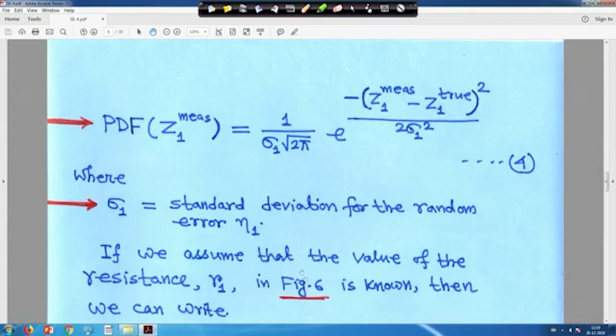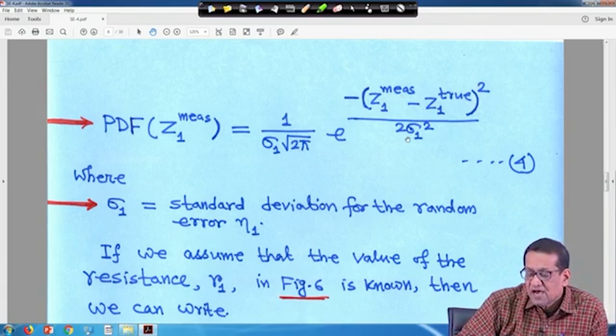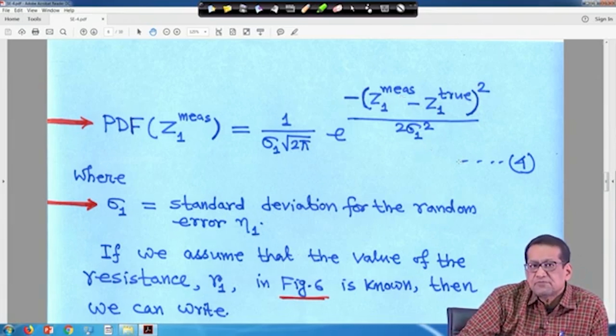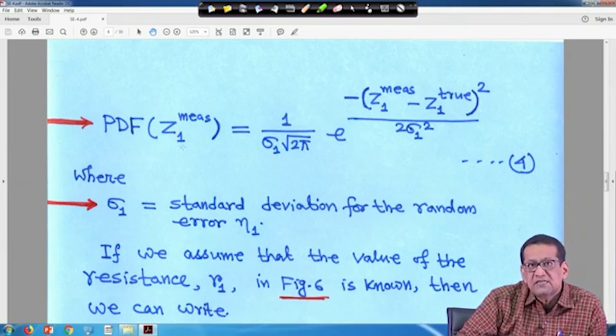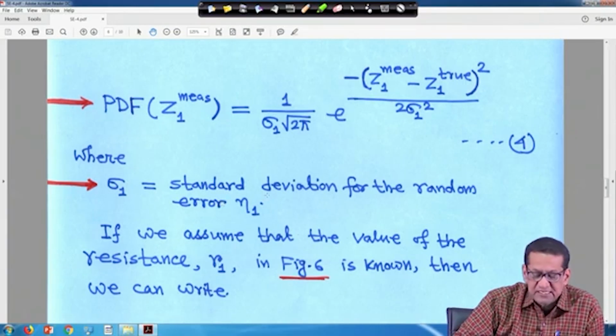So, in this case we can write the PDF of Z1 measure is equal to 1 upon sigma 1 root 2 pi, into e to the power minus zeta 1 square upon 2 sigma 1 square, but zeta 1 is equal to Z1 measure minus Z1 true. So, that is why it is minus (Z1 measure minus Z1 true) whole square upon 2 sigma 1 square. This is equation 4, the probability density function for Z1 measure, where sigma 1 is the standard deviation for the random error, that is zeta 1.